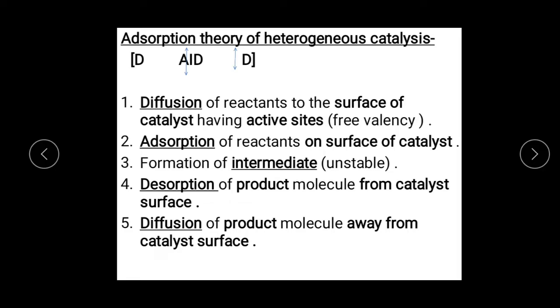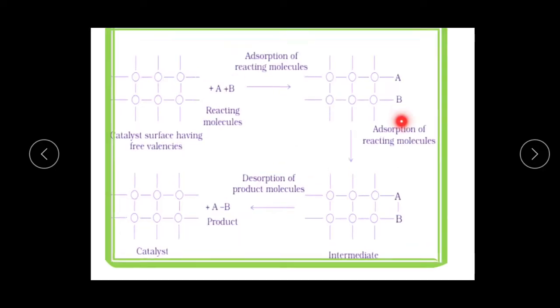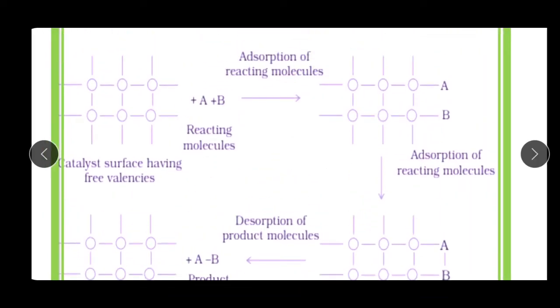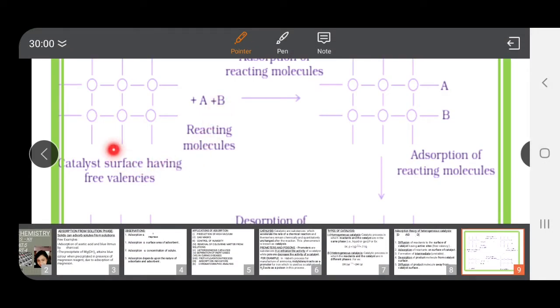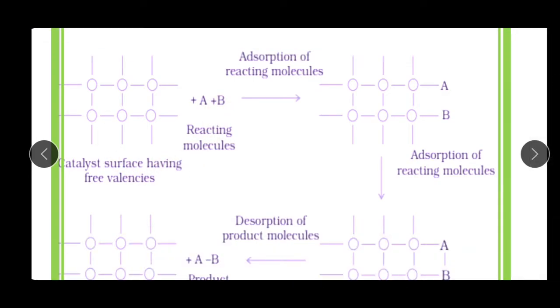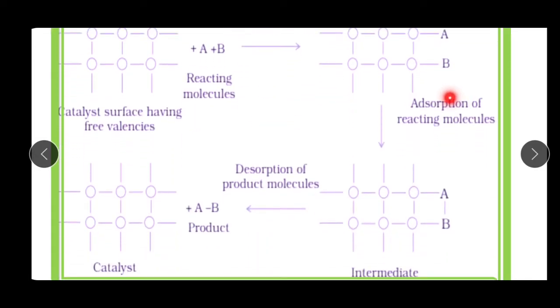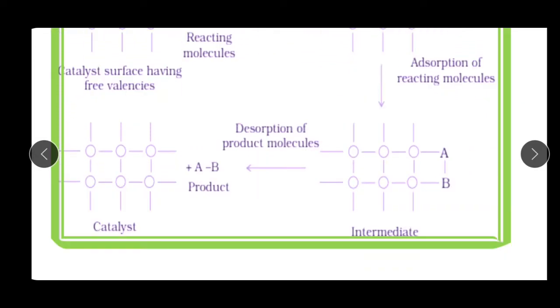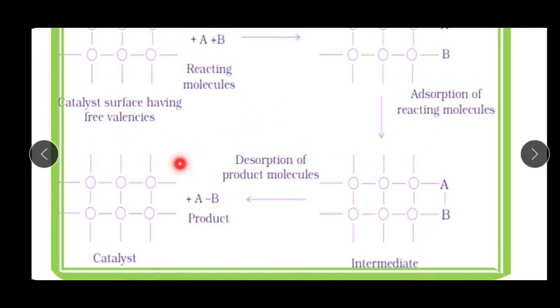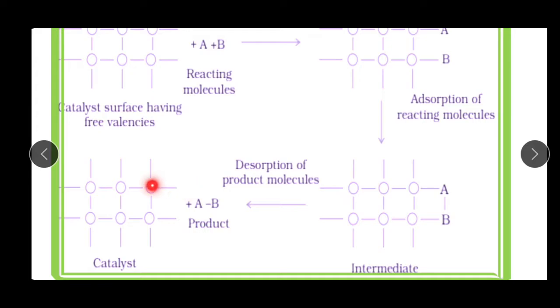So now we can see the picture here. See here, the first is adsorption of reacting molecules. So reacting molecules are getting adsorbed on the catalyst surface. Then after adsorption has taken place, we get an intermediate, and from the intermediate we have desorption of the product molecules and then diffusion.